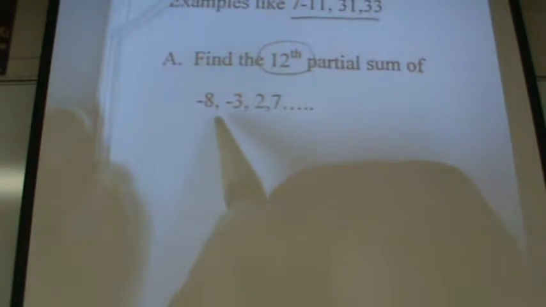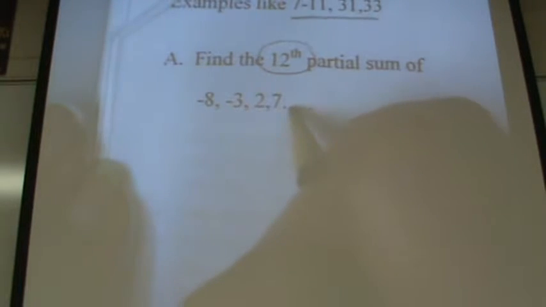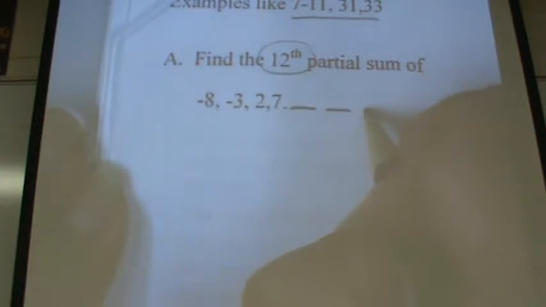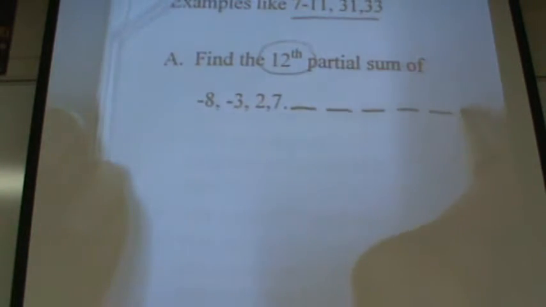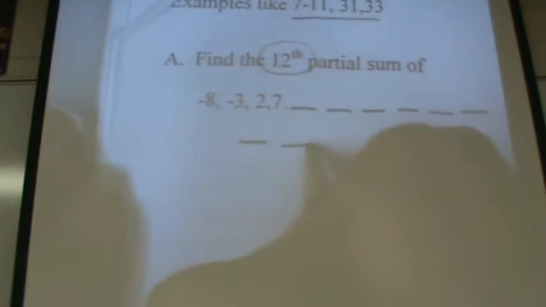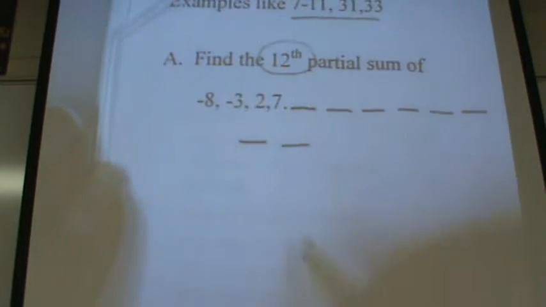So it says find the 12th partial sum. What that means is I'm adding, right now I have 4 terms. I want the 5th, the 6th, the 7th, the 8th, the 9th, the 10th, the 11th, and the 12th. I want you to add all these numbers together. Now, I don't want you to sit there and figure out what each term is and add them that way, but you could. You could do that. You're going to use the formula.